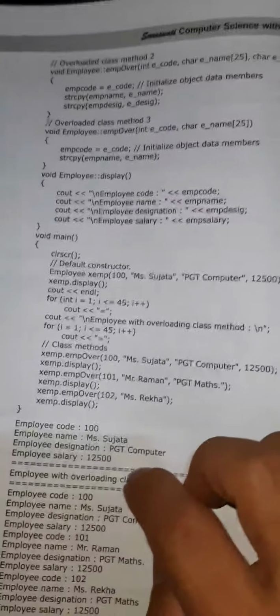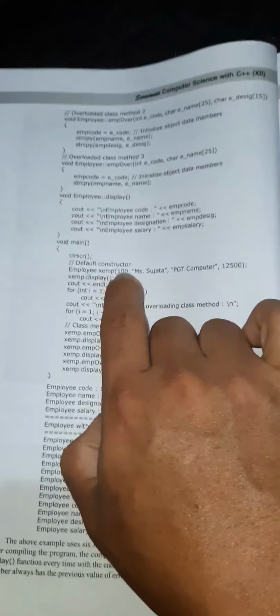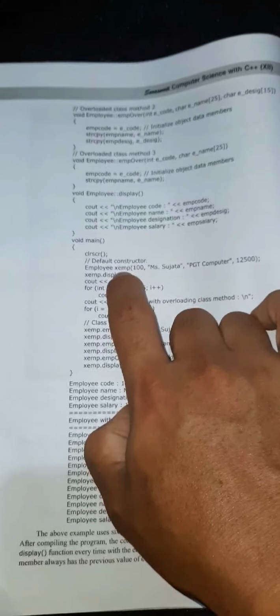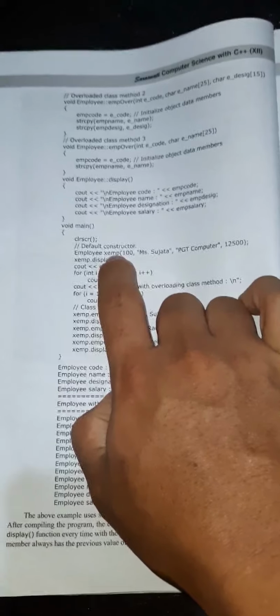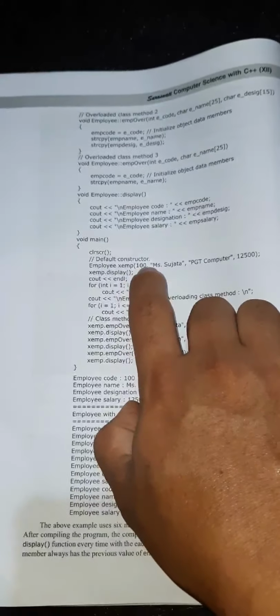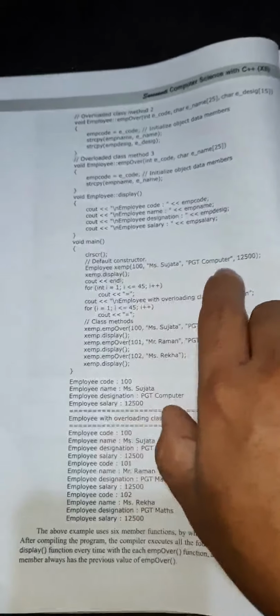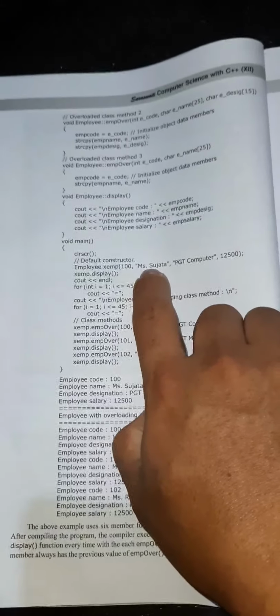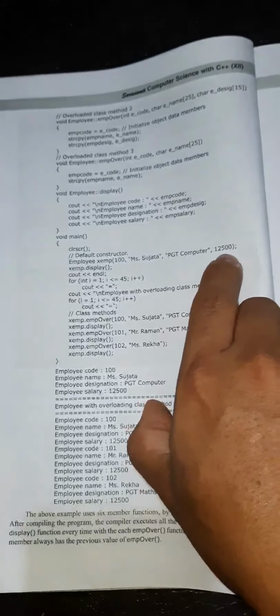As you see, notice that. Okay, so this is your call to the parameterized constructor, as it is written here, default constructor. Okay, so here this is an implicit call, right? The object itself, not the constructor. The constructor is not assigned, so the object itself initializes these values, right? So 100, Miss Sujata, PhD computer, 12,500. So this value is passed through the object, right?